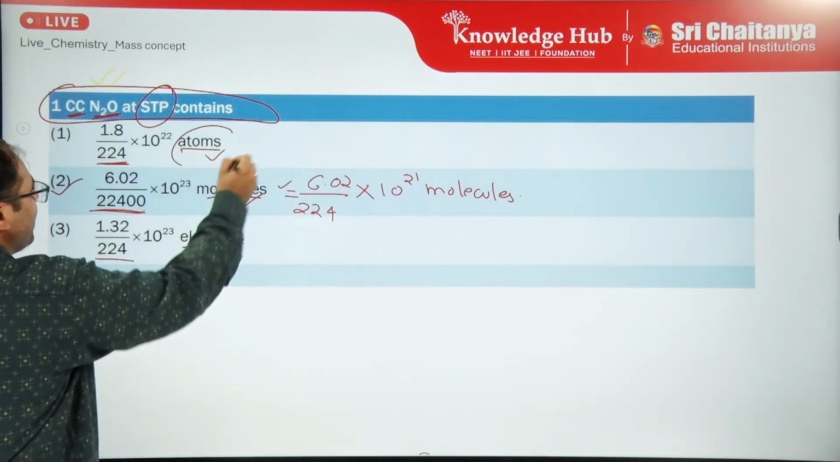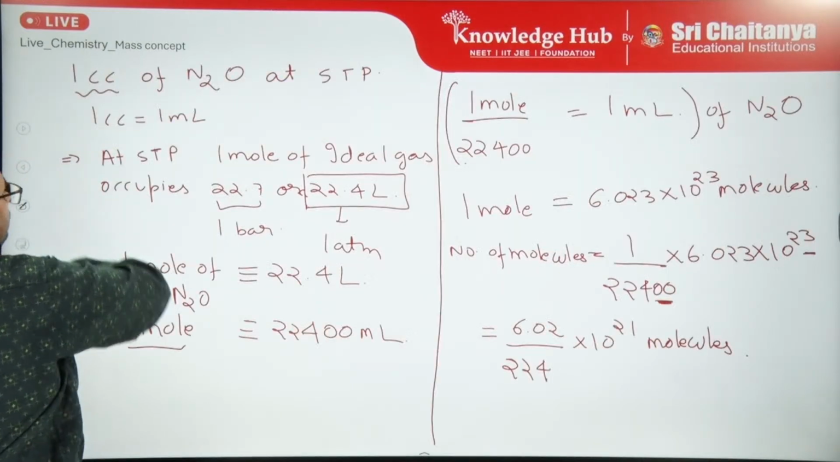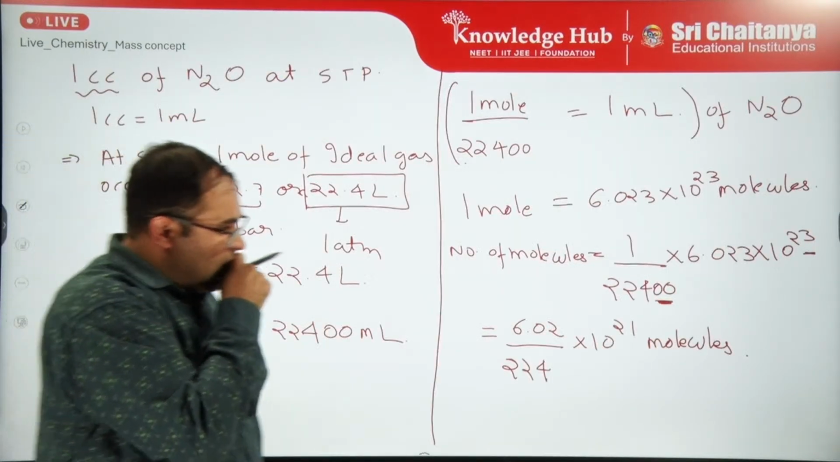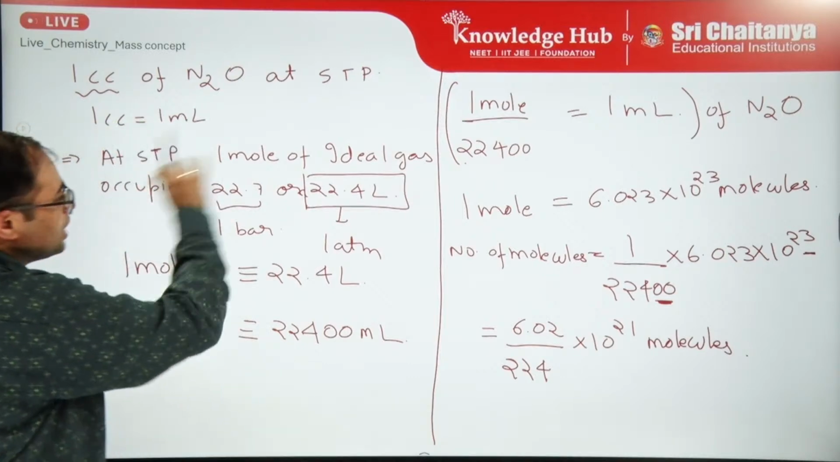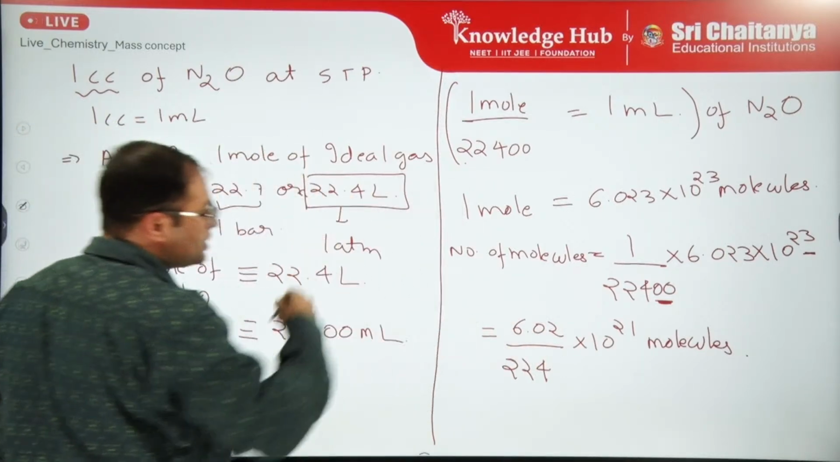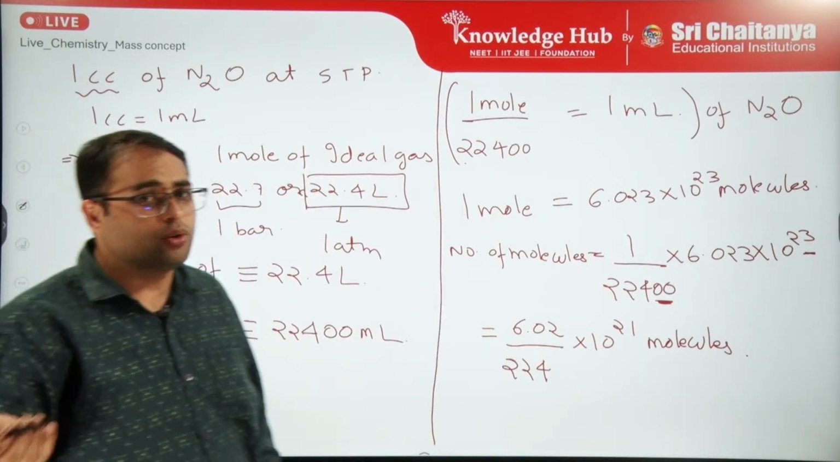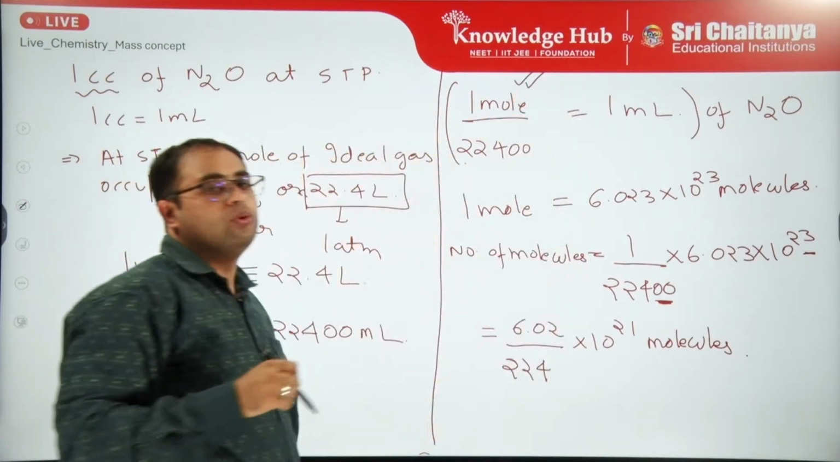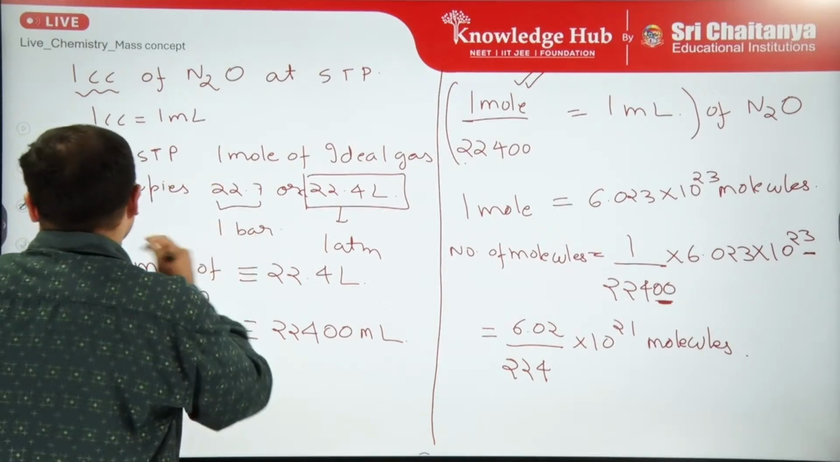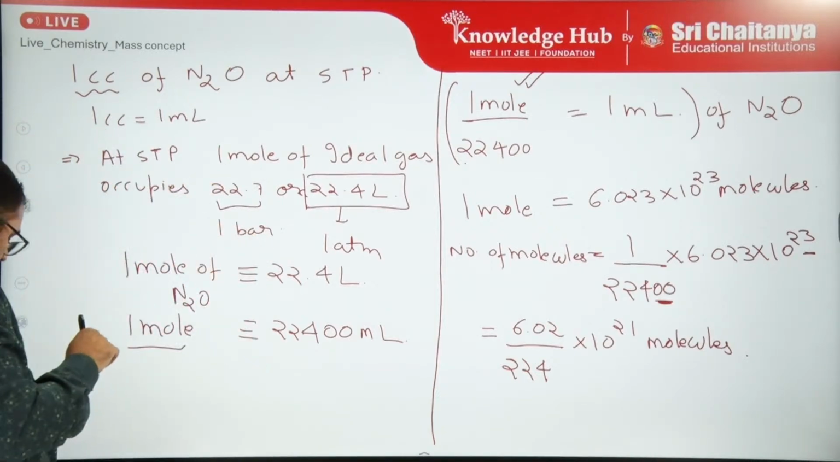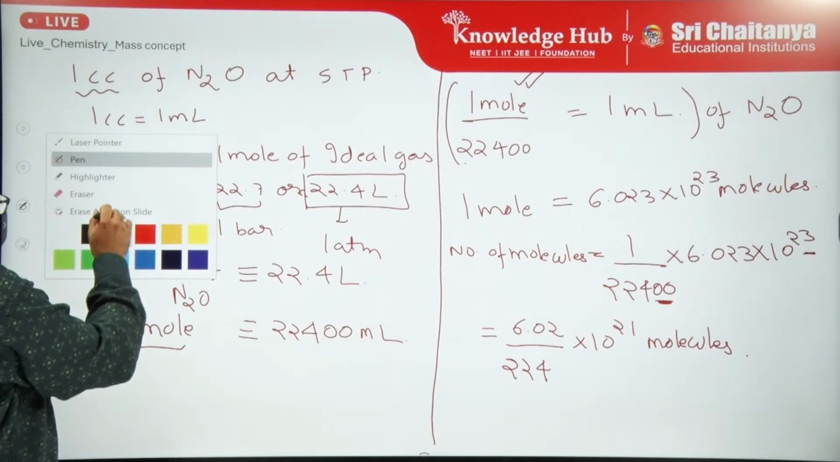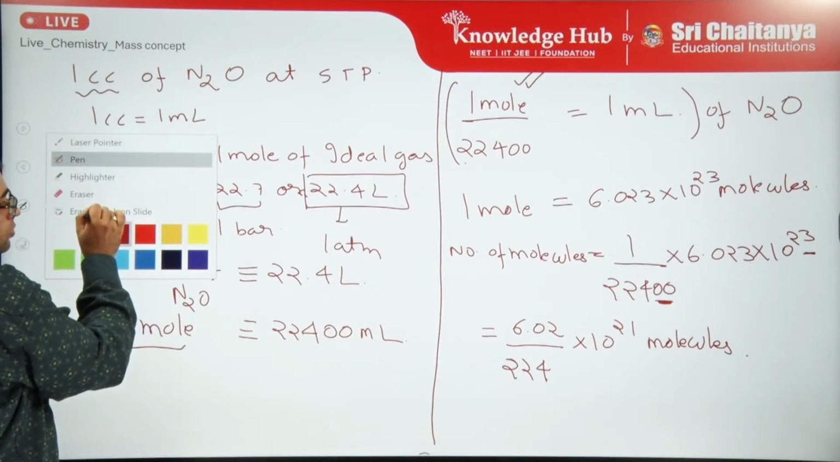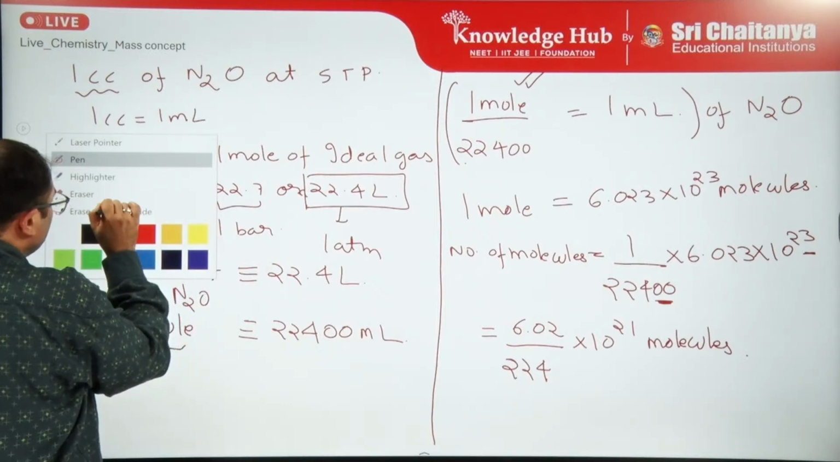Now let us try and calculate the atoms. This is how you calculate the molecules. Now let us see how we can calculate atoms. Remember, the very first thing that you have to do is to calculate the moles, and from the moles you can go anywhere. Let me just clear this out. So molecules is correct.